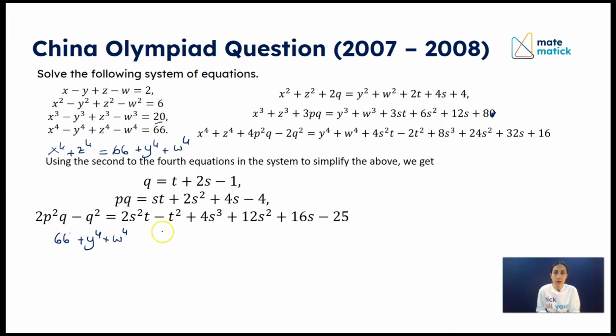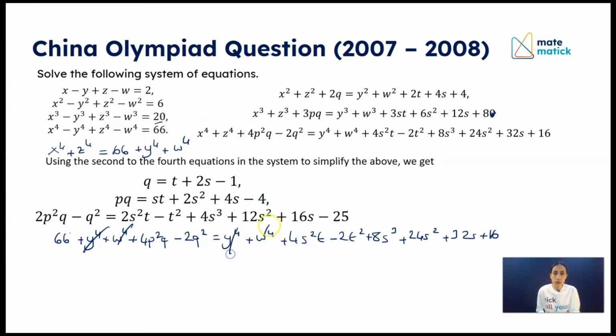And after that we have 4 plus 4p squared q minus 2q squared. So this is equal to y to the power of 4 plus w to the power of 4 plus 4s squared t minus 2t squared plus 8s cubed plus 24s squared plus 32s plus 16. So here these cancel out each other. Now let's see what we have here.